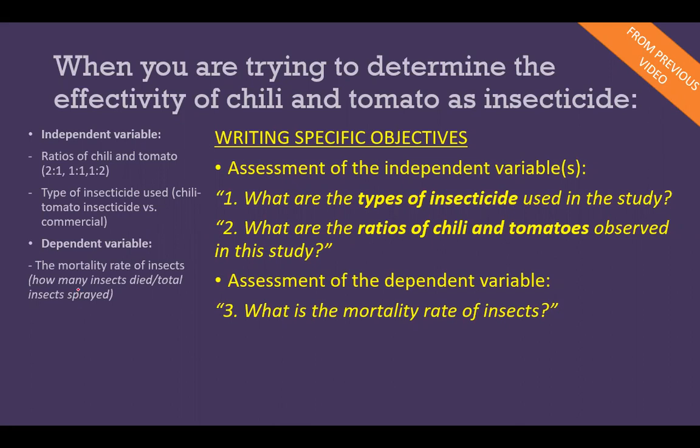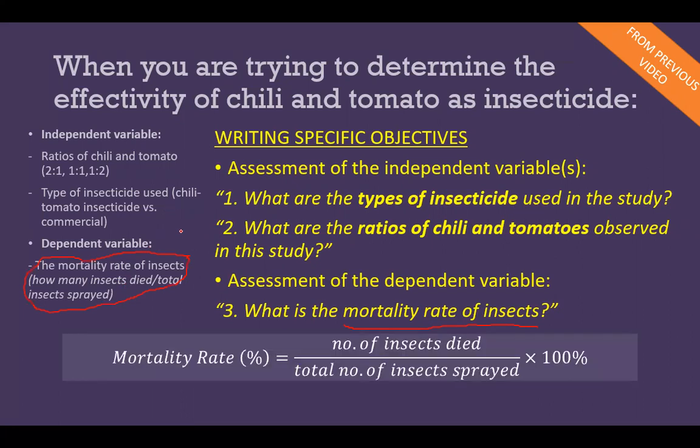In this case, what is the mortality rate of insects? This is one of the dependent variables. State it here. But the thing is, mortality rate has a mathematical definition, which is the number of insects that died over the total number of insects that were sprayed.